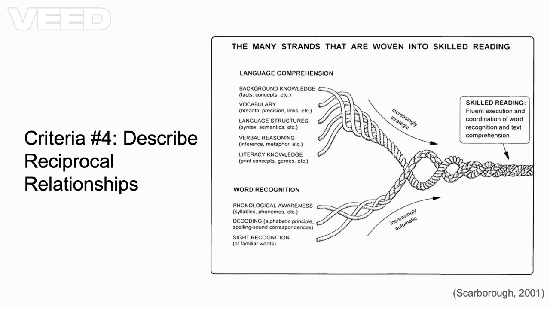The visual that you see is Scarborough's rope. So Scarborough's rope, amongst other models, established a host of reciprocal relationships. For example, in Scarborough's rope, it says that when phonological awareness increases, word recognition increases. Or when background knowledge increases, language comprehension increases. When language comprehension increases, skilled reading increases. So there's a multitude of reciprocal relationships that are being painted into Scarborough's rope. What we're going to do is go over a few reciprocal relationships.